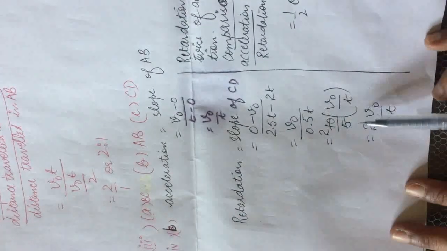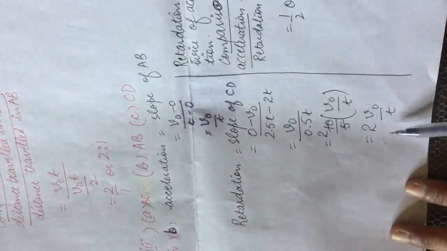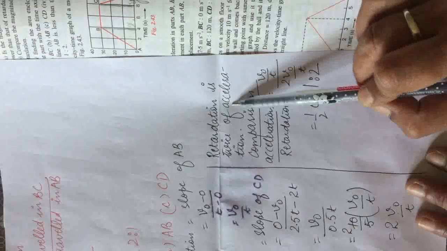So I have removed the decimal and placed the 10 in the numerator, 5 in the denominator. On cancelling we get twice of V0 upon T. So it means retardation is coming to be twice of acceleration. And when we compare both, acceleration over retardation, they have asked to compare also. We are getting the ratio 1:2. So this is the fourth part.